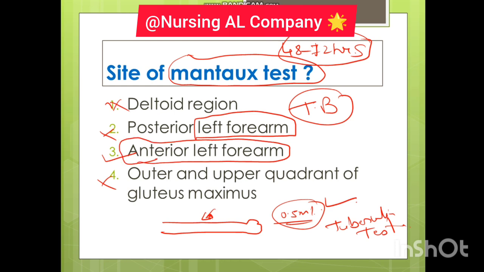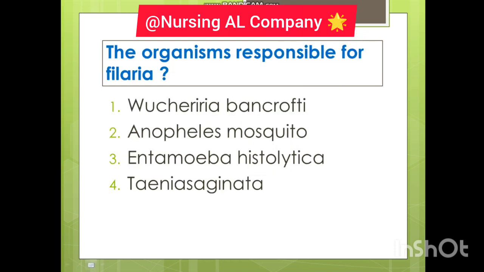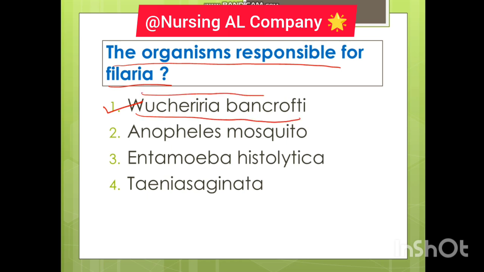Next, the organism responsible for filariasis. Which organism is responsible for filaria? The right answer is Wuchereria bancrofti, named after the scientist who discovered it. Anopheles mosquito, no. Entamoeba histolytica is also not the answer. The right answer is Wuchereria bancrofti.